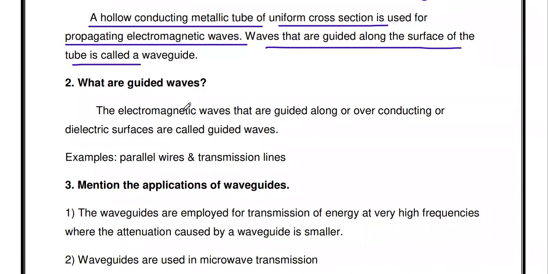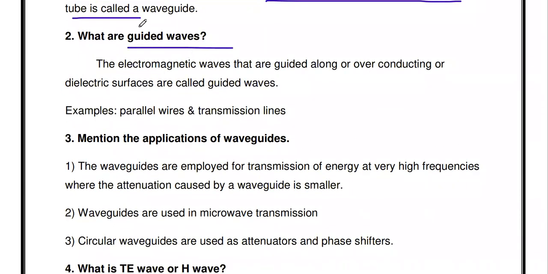The next one, what are guided waves? What does guided wave mean? The electromagnetic waves that propagate via a guided medium are called guided waves. The electromagnetic waves that are guided along or over conducting or dielectric surfaces are called guided waves. Examples of guided waves are waves propagating via a parallel wire, a transmission line and a waveguide. Those waves are said to be guided waves.